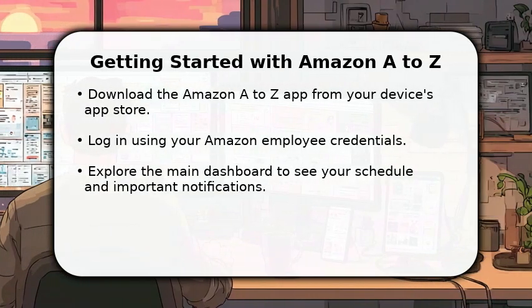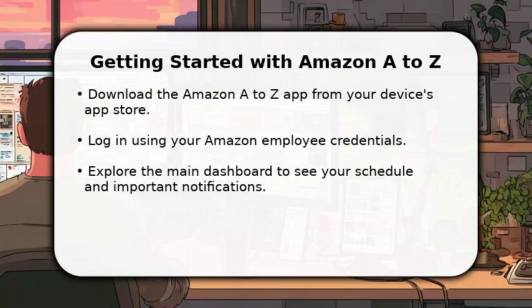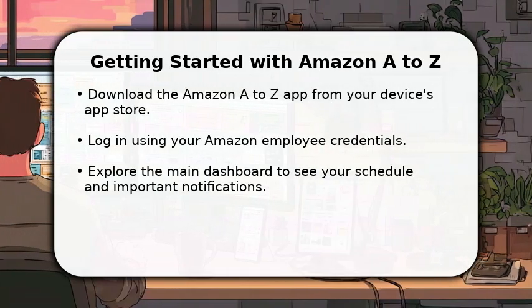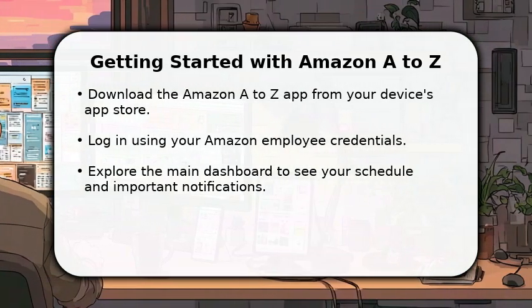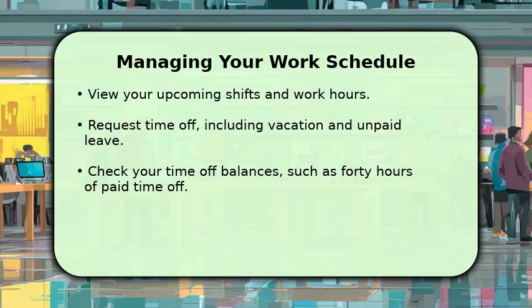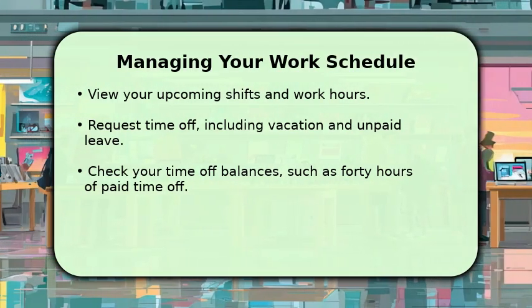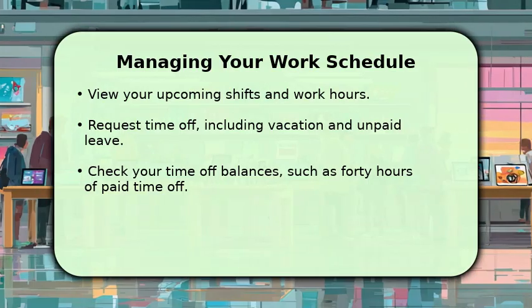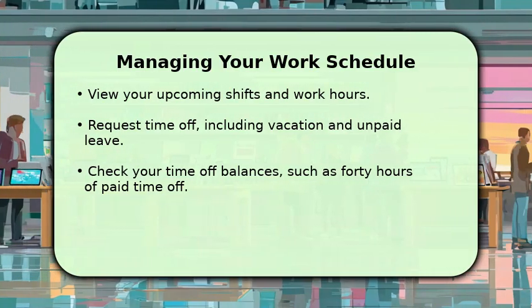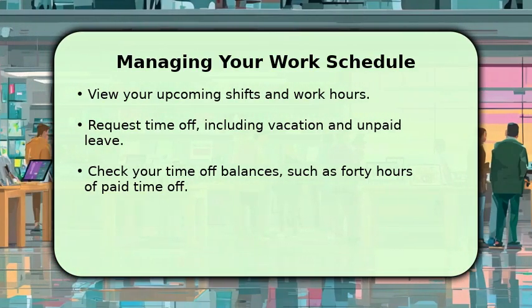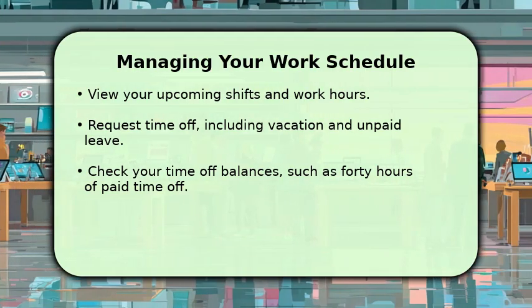After logging in, you'll land on the main dashboard, which provides a quick overview of your work schedule and any urgent notifications. The Amazon A to Z app makes managing your work schedule incredibly simple. You can easily view all your upcoming shifts and work hours at a glance, ensuring you're always informed.